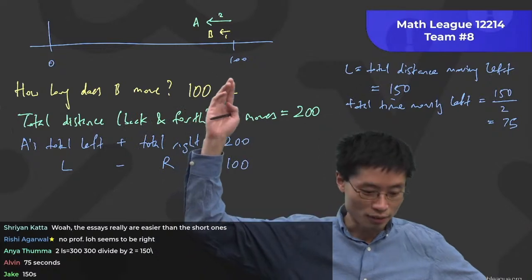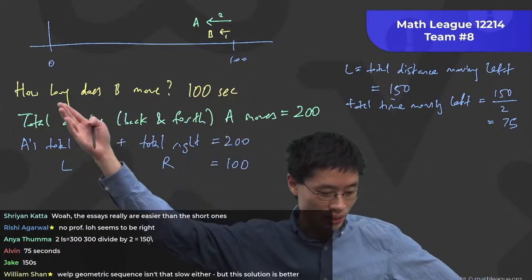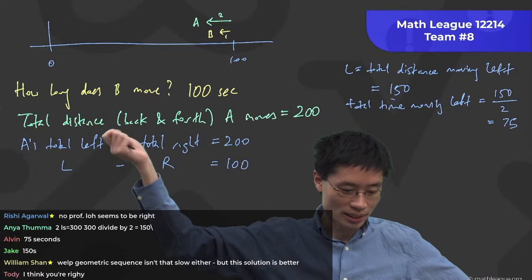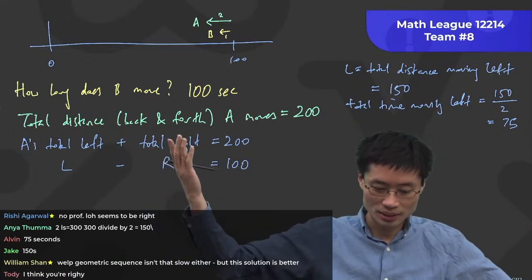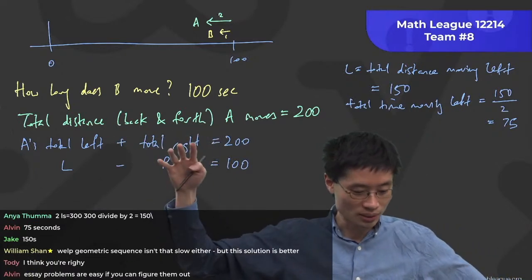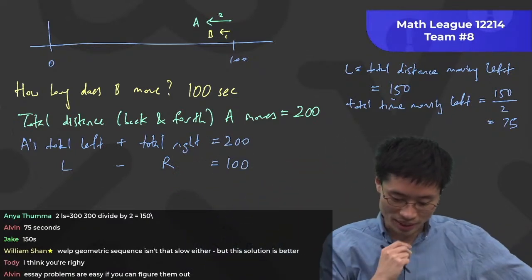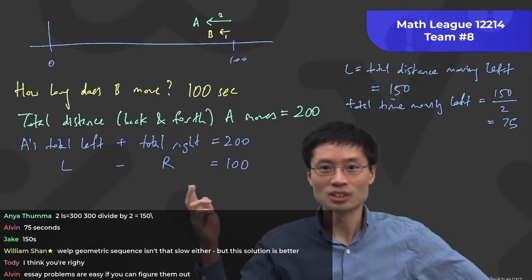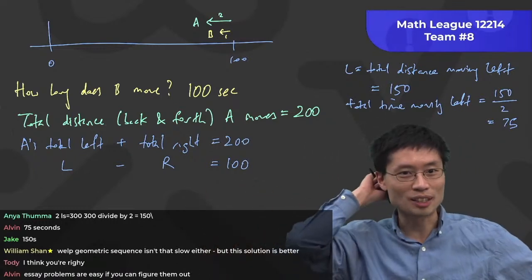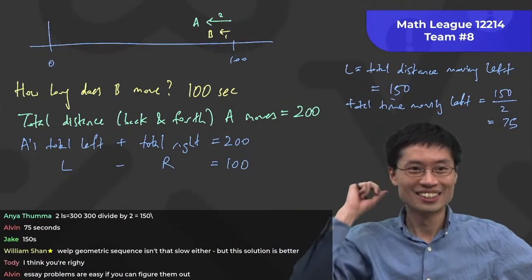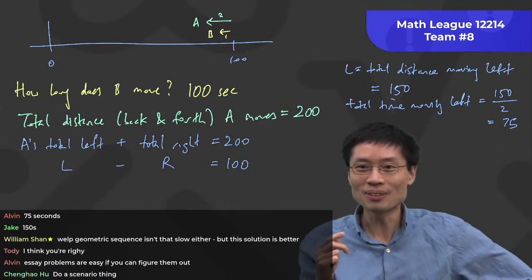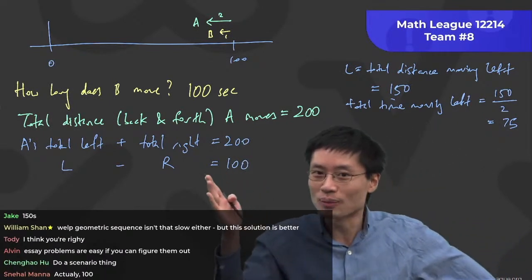So I have B moving 100 seconds total, squishing A. So A is going to move 200 units, of which the total left plus the total right is the 200. And the difference between them, wait, is it that the left minus the right is 100? Yeah, it is. Yeah, it is. I wonder if that means I'm right.